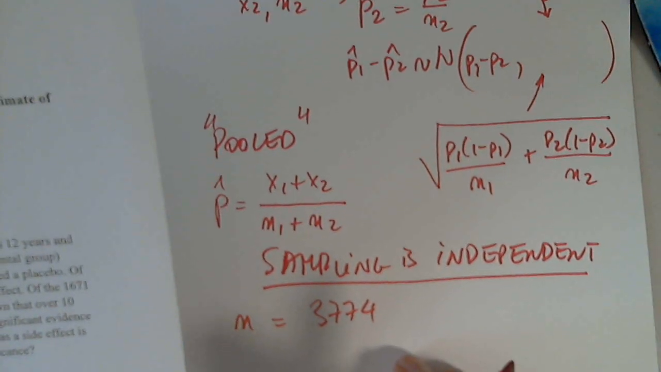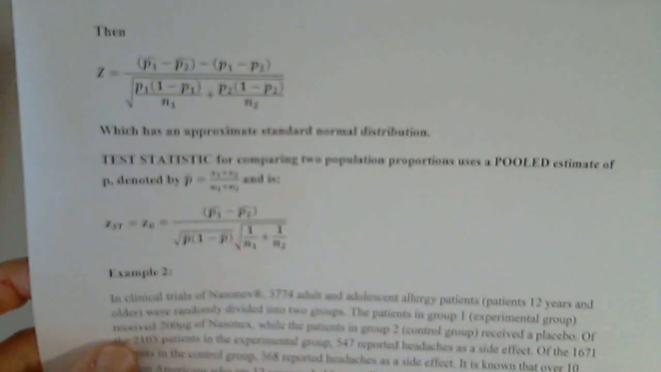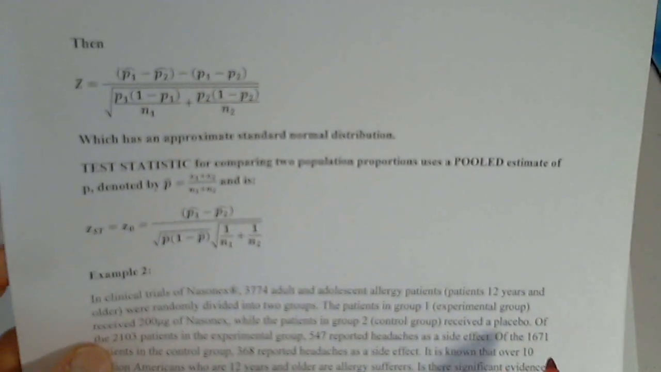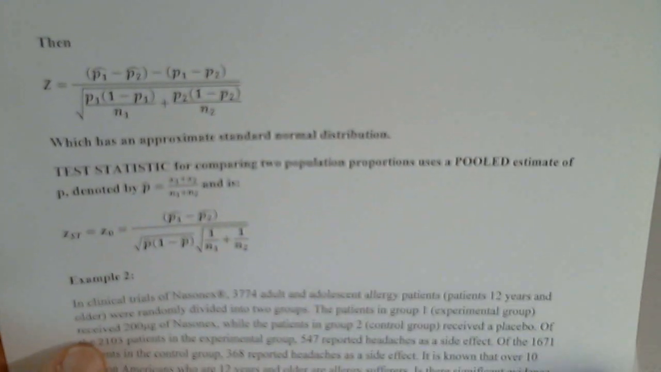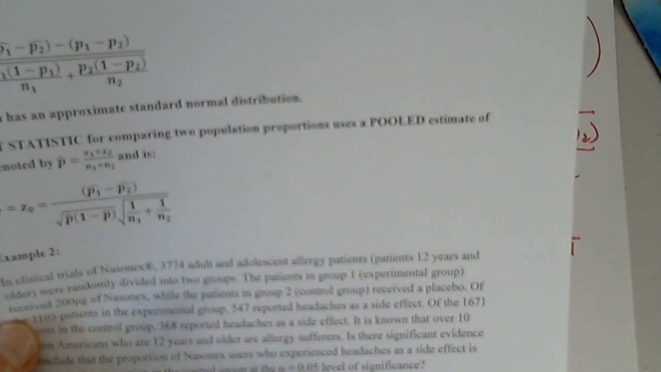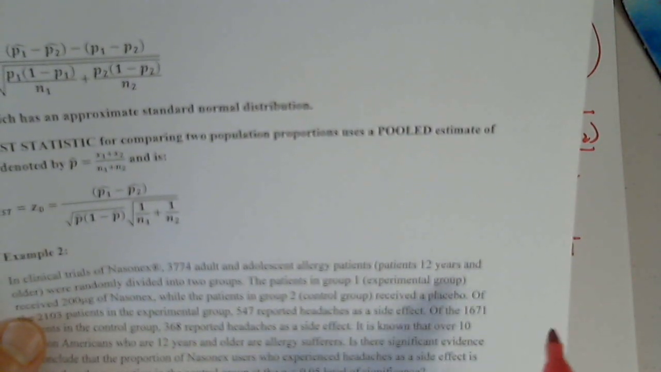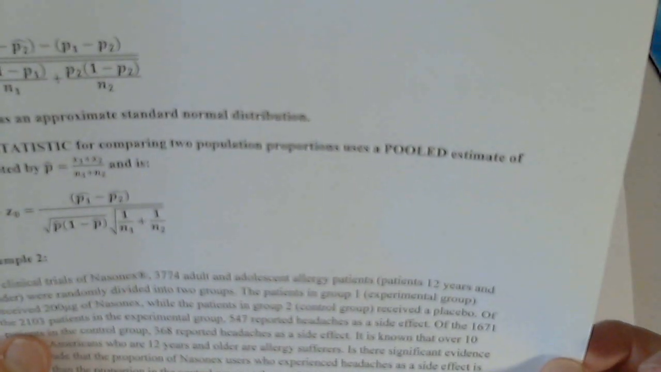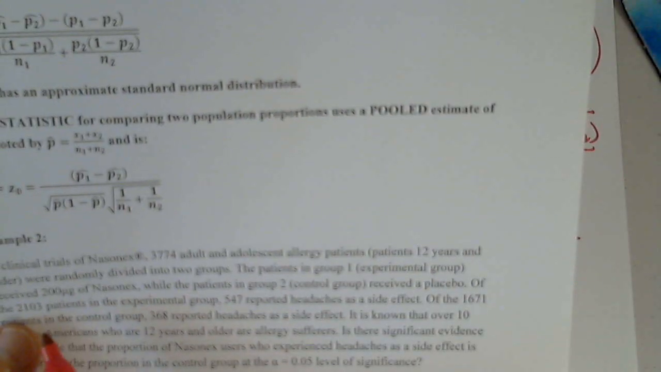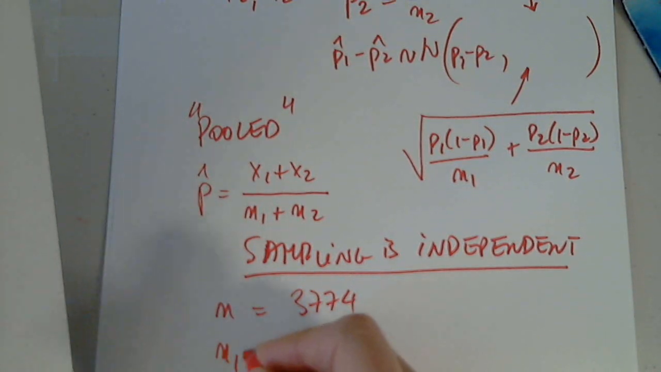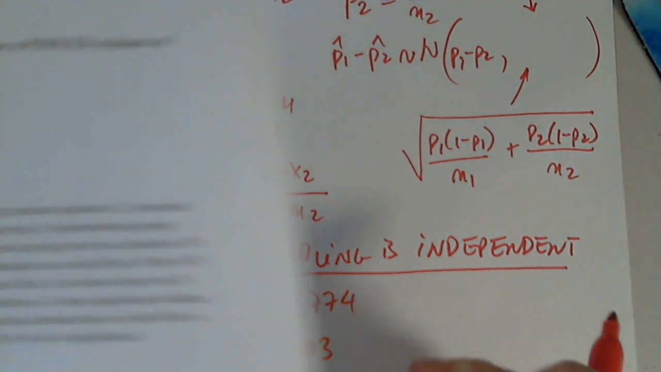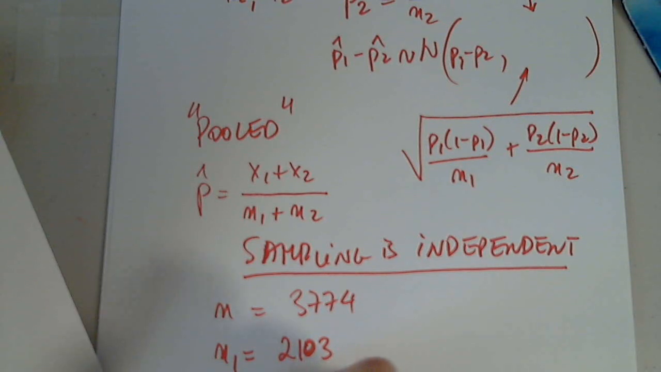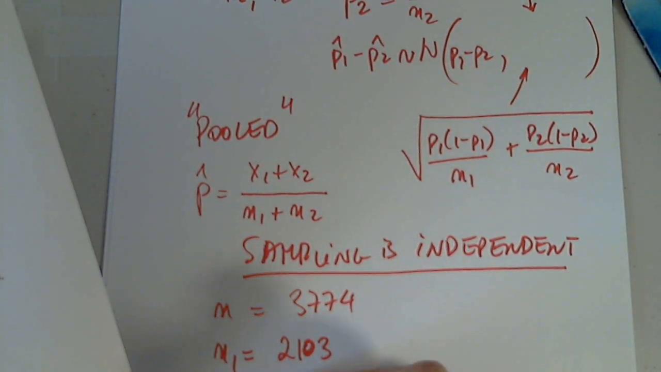The patients in group 1, the experimental group, received 200 micrograms of Nasonex, while the patients in group 2, the control group, received a placebo. Placebo means nothing. We gave them a pill that has water in it, but they don't know. Sometimes the doctors don't know either which group gets the water and which group gets the medication. That is called a double-blind study. Of 2,103 patients in the experimental group, 547 reported headaches as a side effect. So the success, so to speak, is 547.